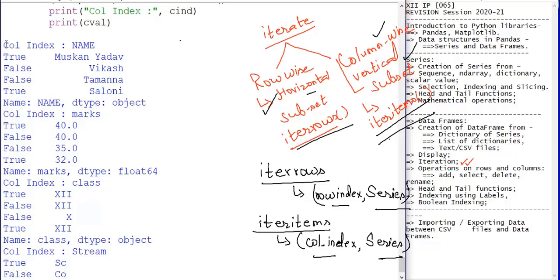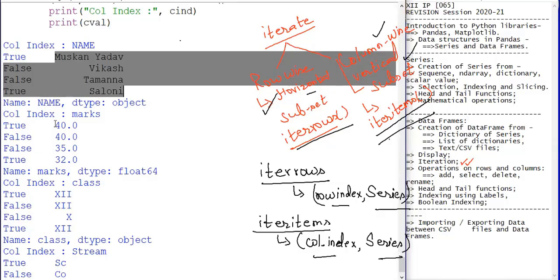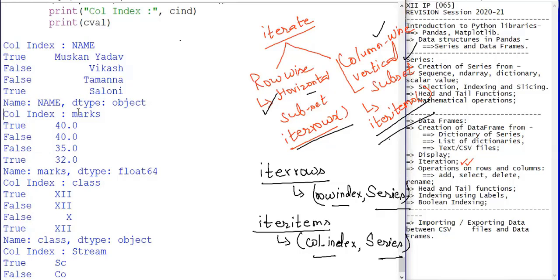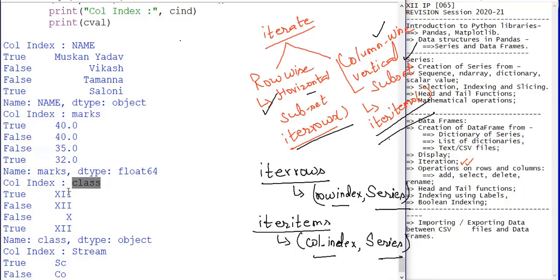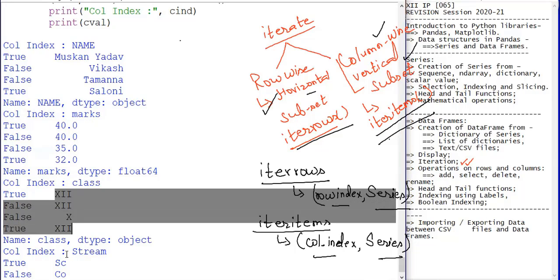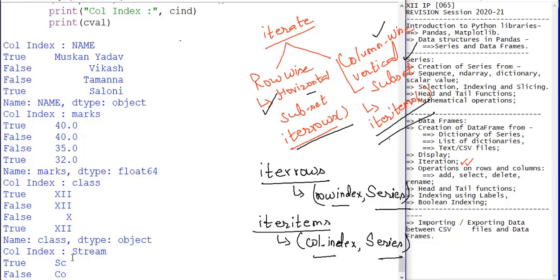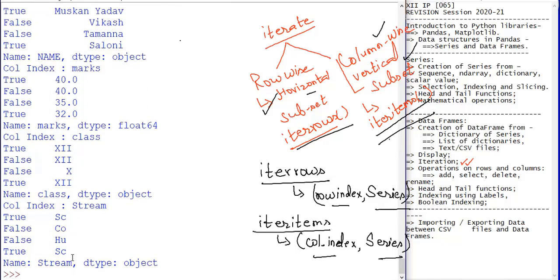The first column index is the name, remember that. So all names are here: Muskan, Vikas, Tamanna, Saloni, and their index value. Then the second column index is the marks. Look at this, all marks values are together, column wise we are getting the output. What is the third index? This is the class, and we are getting the class here. What is the fourth index? This is the string, and we are getting the string here. Mobile I have already deleted, so that is not available. So this way we can access and we can do the iteration, that is iterrows and iteritems.